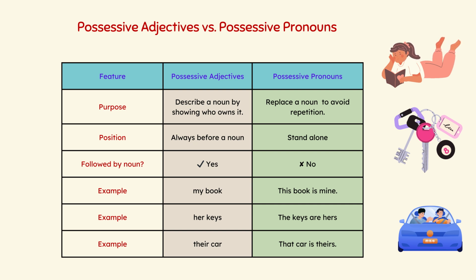For example, my book, we say, this book is mine. Her keys, we say, the keys are hers. Their car, we say, that car is theirs. So remember, if the word is followed by a noun, it is a possessive adjective. If it stands alone and replaces the noun, it is a possessive pronoun.